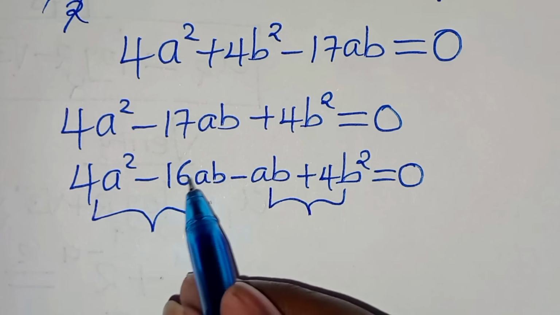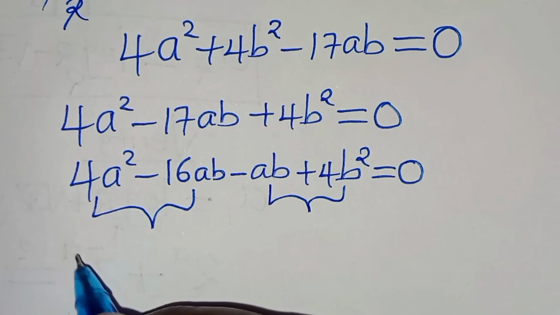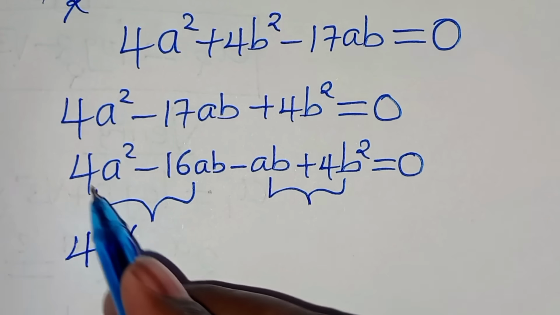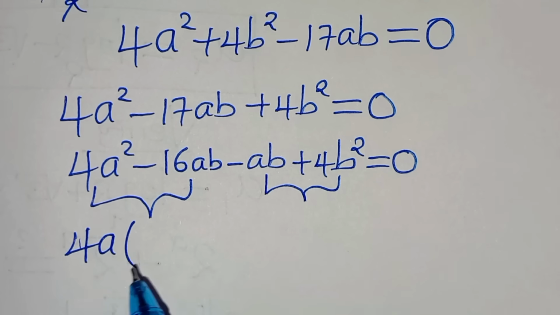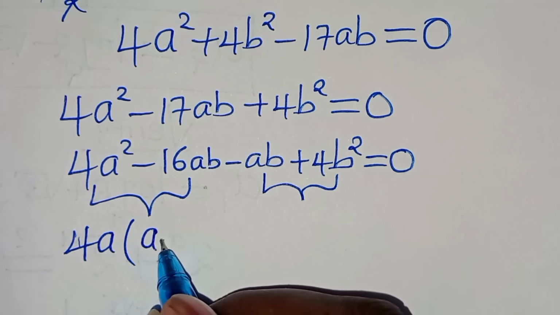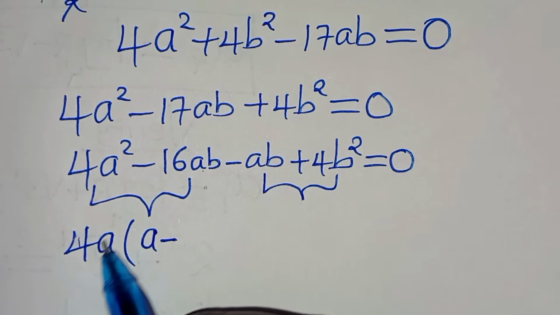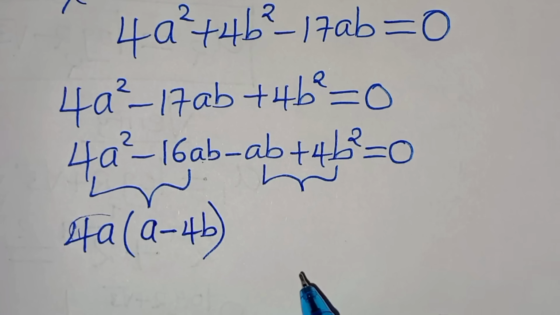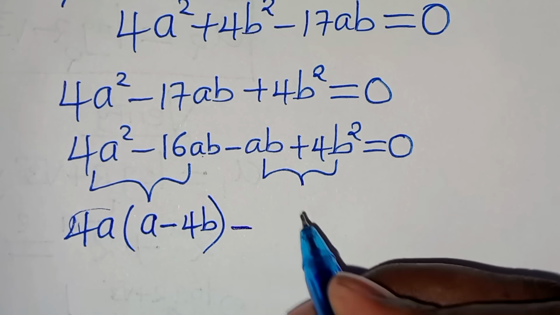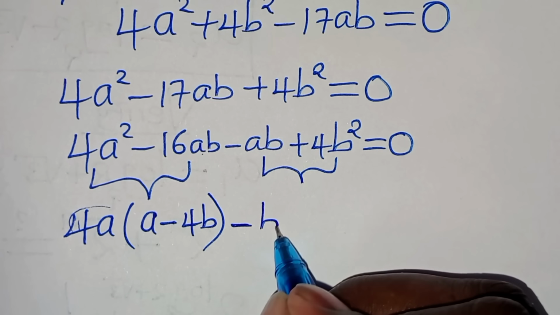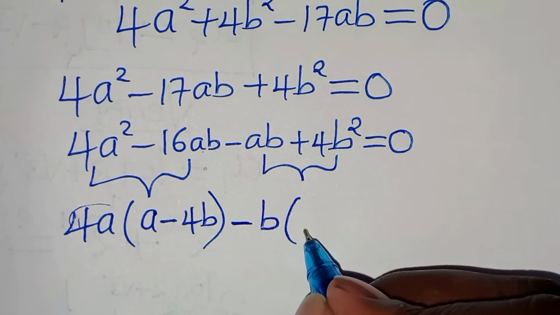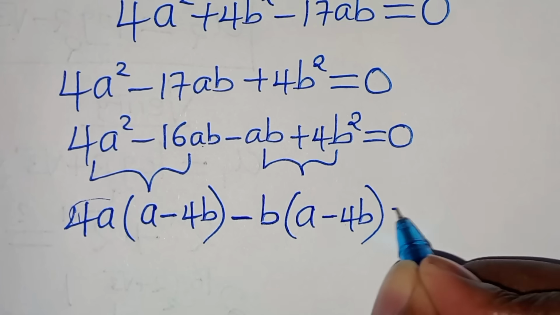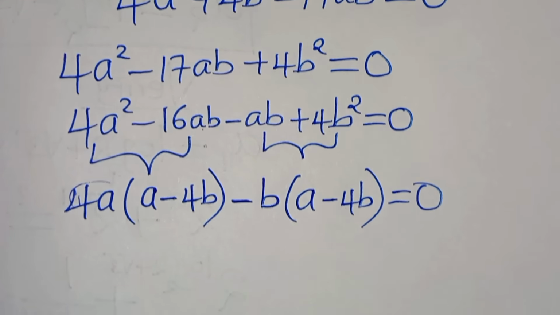Here we have that 4a is common, so we can factor out 4a into the parentheses. 4a squared divided by 4a becomes a, minus 16ab divided by 4a is 4b, close the parentheses. Then minus b is common here, we factor out b into the parentheses. We have a minus 4b. This is equal to 0.